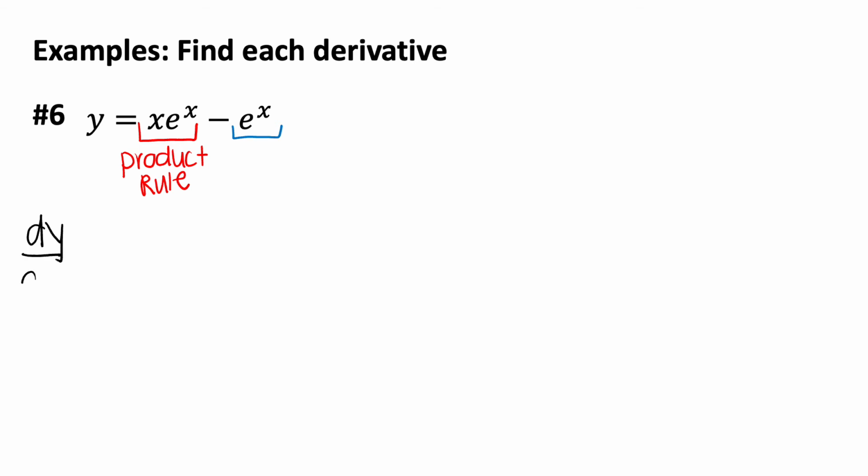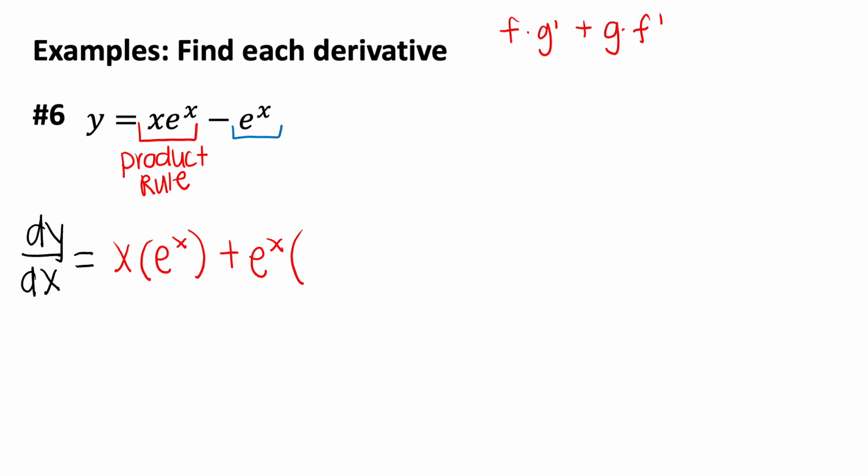So let's start taking our derivative of y. We get dy dx is equal to take the derivative of x e to the x, remember our product rule is f times g prime plus g times f prime, the first times the derivative of the second, plus the second times the derivative of the first. So our first function is x times the derivative of e to the x, which is just e to the x, plus our second function, e to the x, times the derivative of our first function, the derivative of x, which is just 1. So that takes care of our product rule.